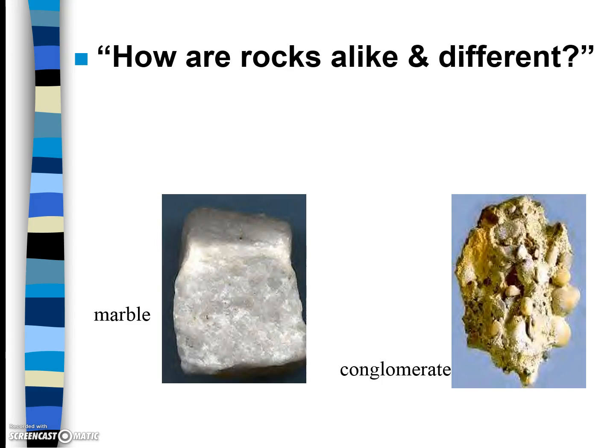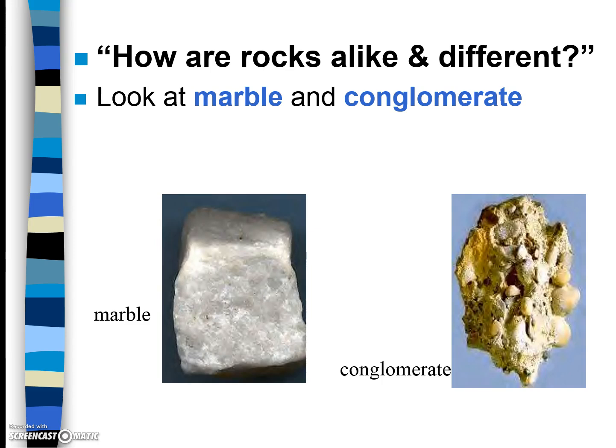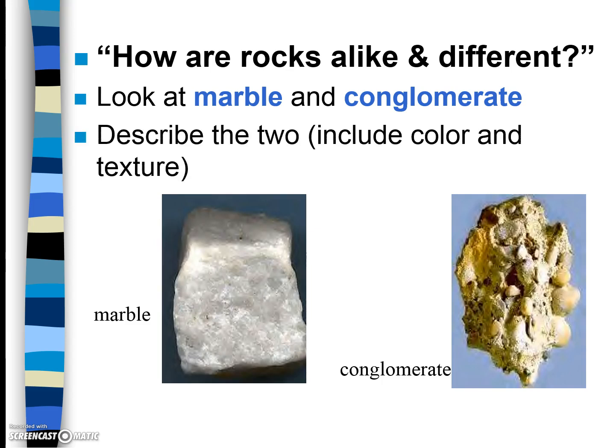So how are rocks alike and different? We've got marble on one side and conglomerate on another, which are two very different rocks. I mean, completely different rocks. So look at both of those pictures and describe the two. Include the color and the texture.